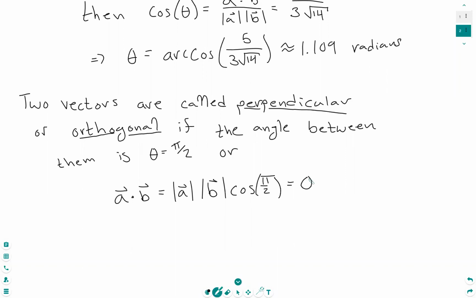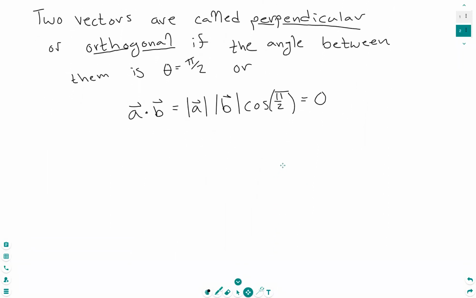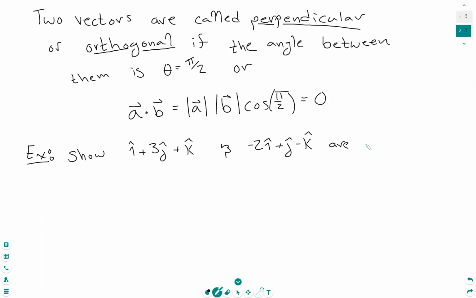Okay, so let's do an example with that. Let's show that the vector i plus 3j plus k and the vector negative 2i plus j minus k are orthogonal. Okay, so this all just boils down to whether their dot product is equal to 0. If I can show that, then I know that they're orthogonal.